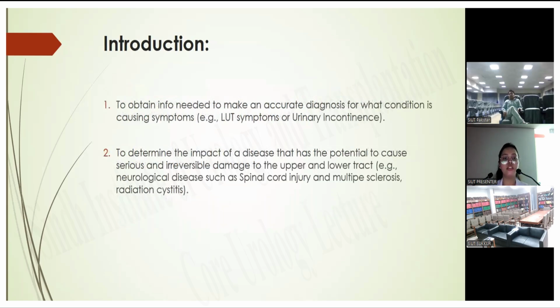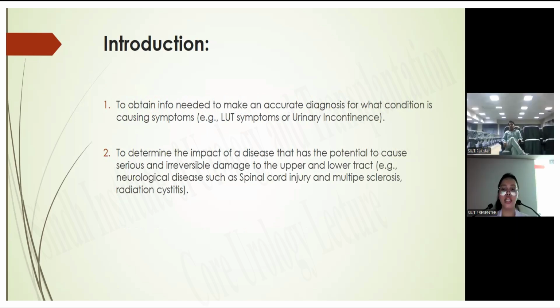Number one is to obtain the information needed to make an accurate diagnosis for what is causing symptoms, for example, lower urinary tract symptoms, or if a patient has urinary incontinence. Number two is to determine the impact of disease that has the potential to cause serious and irreversible damage to the upper and lower tract, like neurological diseases such as spinal cord injury, MS, and radiation cystitis.